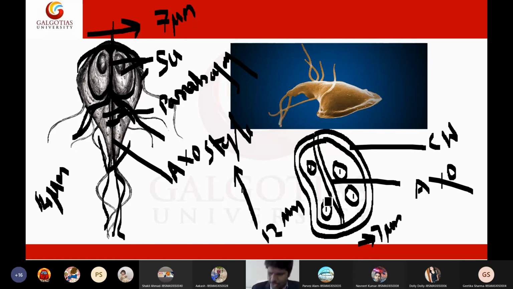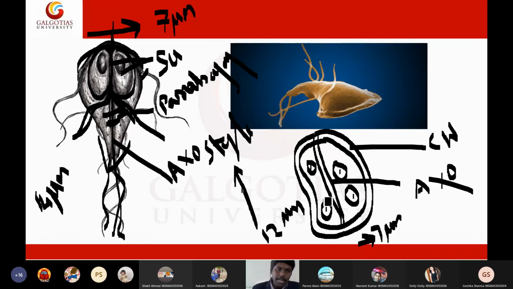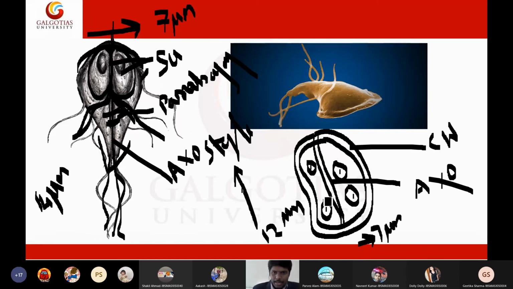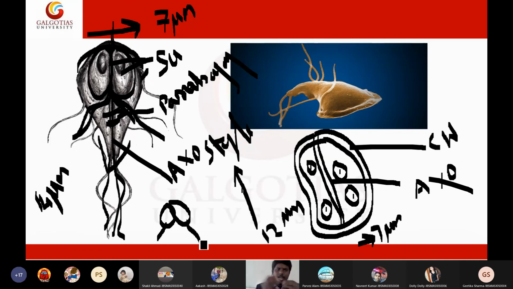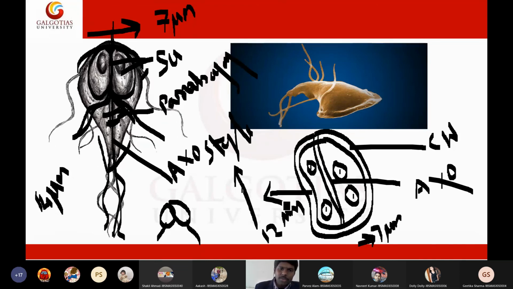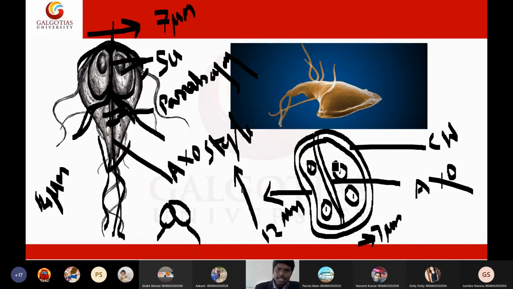Then coming to the reproduction of Giardia lamblia. Giardia lamblia will reproduce or divide by binary fission. So this is one Giardia lamblia. It will divide into 2 like this. So the body will divide into 2. This is called binary fission. With binary fission, one trophozoite will become 2 trophozoites. So it can reproduce by 2 methods, either by binary fission in the case of the vegetative form, or by cyst. During favorable conditions, 4 trophozoites will be released by a single cyst.